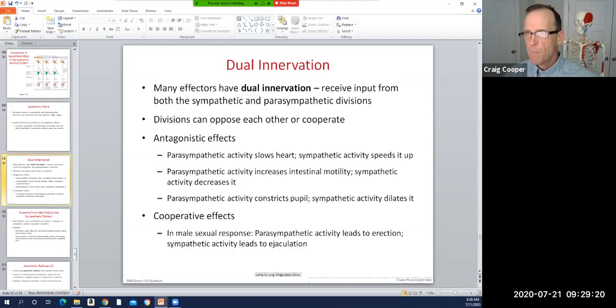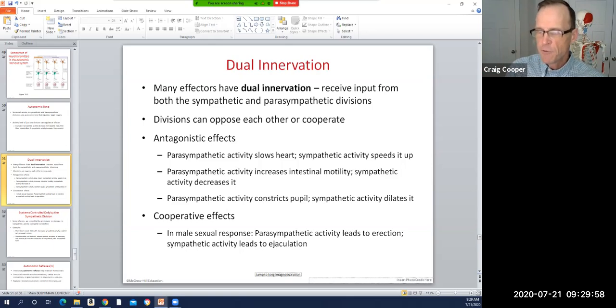But most of our organs are going to be set up with dual innervation. So they are influenced by both the sympathetic and the parasympathetic. But we do have some that are only influenced by the sympathetic, not very many. So most are set up where these divisions are going to oppose each other, where we're going to see antagonistic effects. Parasympathetic makes your heart rate slow down. Sympathetic makes it speed up. Parasympathetic makes your GI ramp up activity. Sympathetic makes your GI slow down activity.